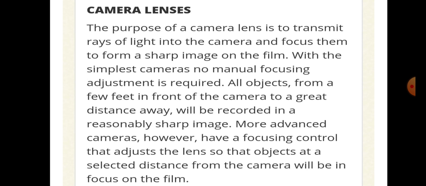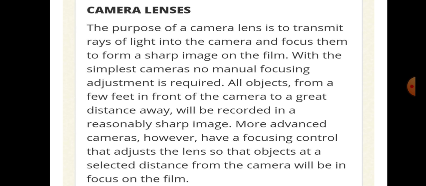The purpose of a camera lens is to transmit rays of light into the camera. With that lens, the rays of light can enter into the camera, right. तो उसी के थ्रू जो लाइट होती है वो अंदर जाती है, कैमरा के अंदर जाती है, तो focus them to form a sharp image on the film, और उसी की वजह से क्या होता है, एक शार्प और एक क्लियर इमेज हमें मिलती है.